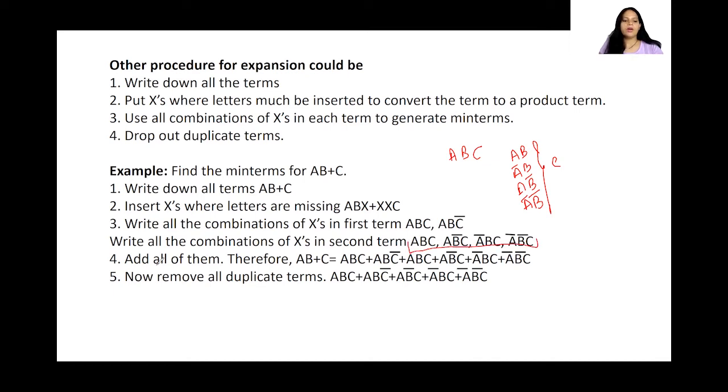Okay. Now, next step, what is it saying? Add all of them. So how do we get AB plus C? What are we going to get? We're going to add this plus this entire thing, right? So that is what we have done here. Now check if there is any duplicate thing.